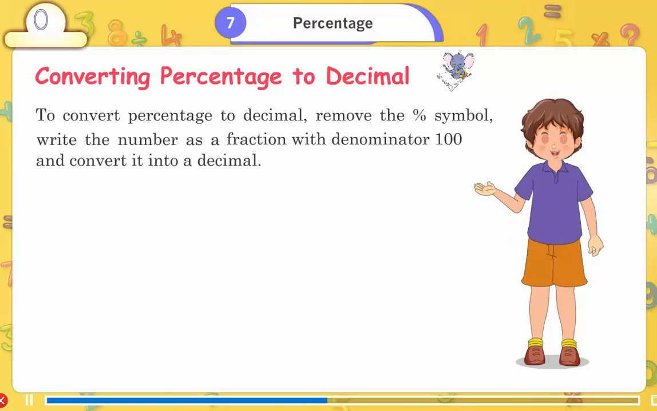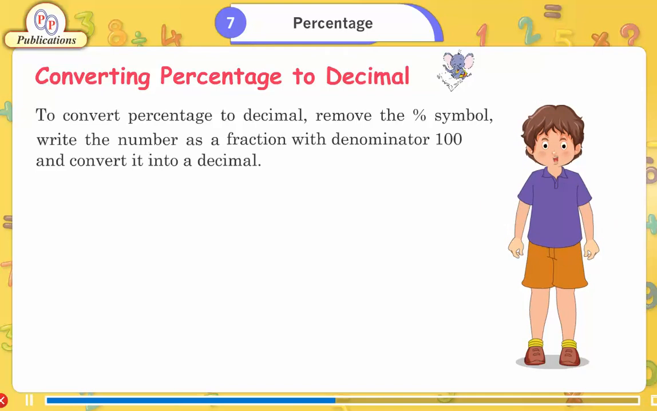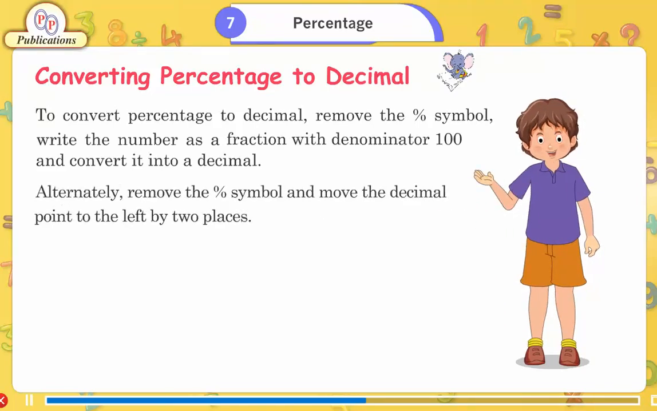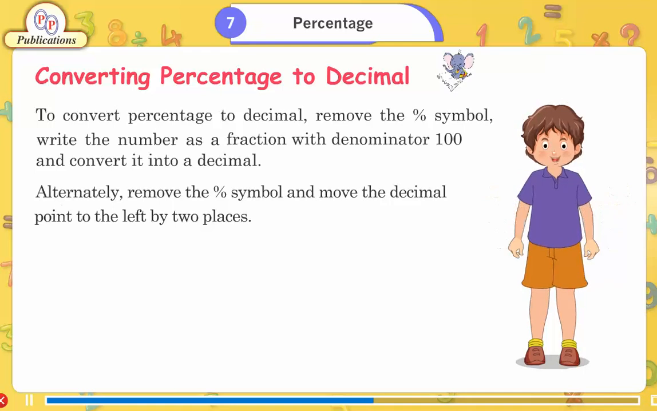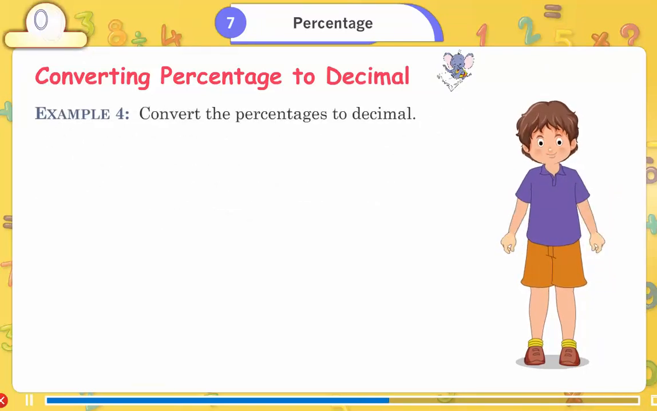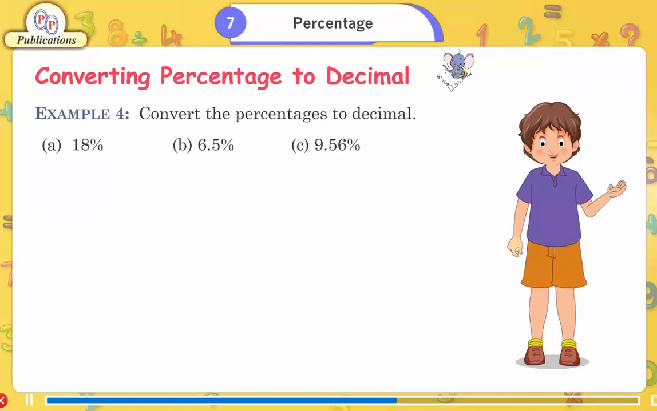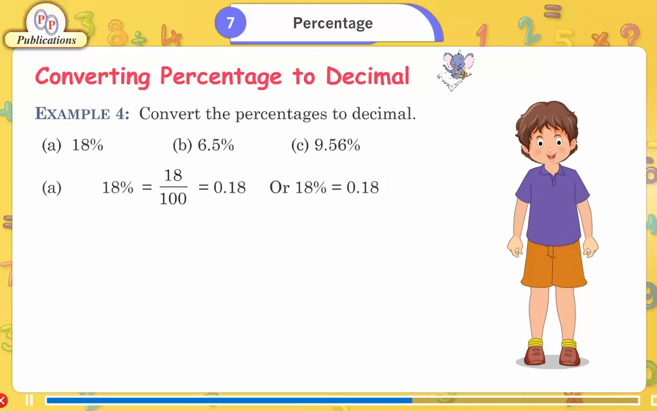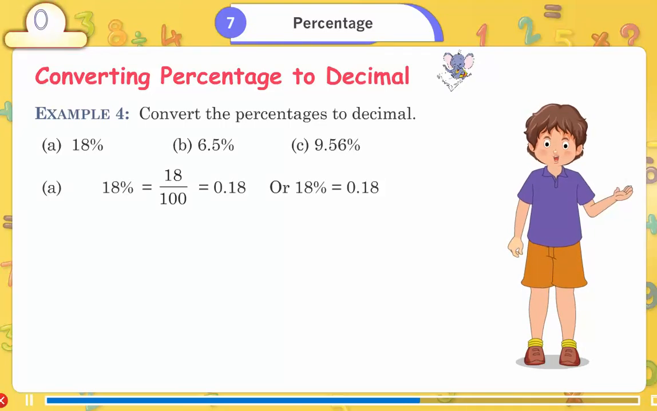Converting percentage to decimal. To convert percentage to decimal, remove the percentage symbol. Write the number as a fraction with denominator 100 and convert it into a decimal. Alternatively, remove the percentage symbol and move the decimal point to the left by two places. Example 4. Convert the percentages to decimal. A. 18% is equal to 18 by 100 is equal to 0.18, or 18% is equal to 0.18.